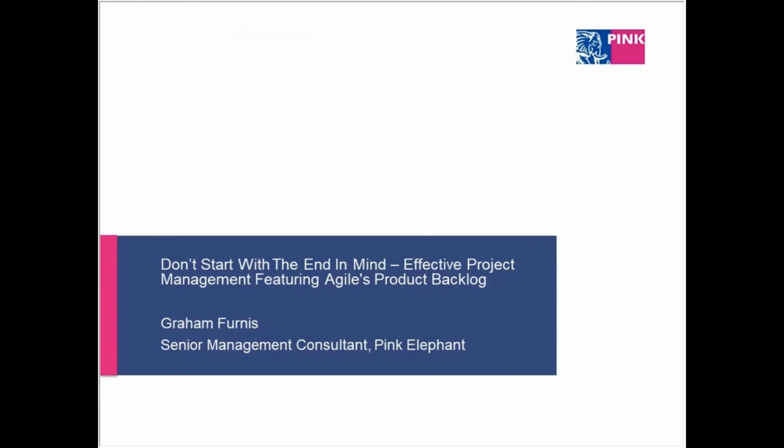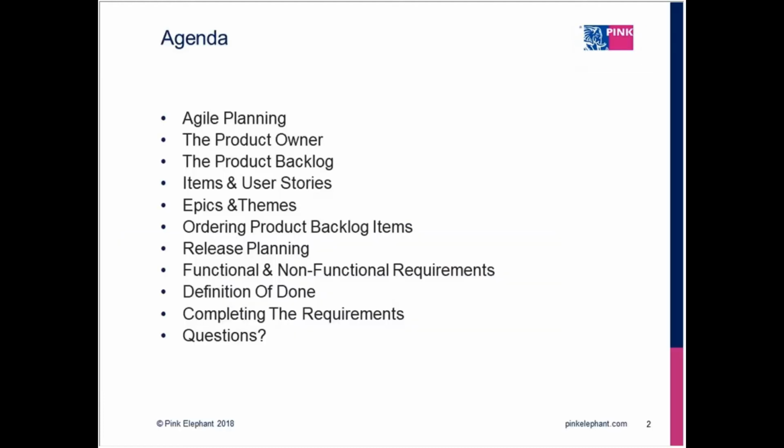So let's go into the agenda. The agenda looks like we're covering a ton of material, but these are basically just the slide titles. And we have to understand the product backlog is key to planning, so we'll go into the planning onion, and then we talk about the product owner and the product backlog and all of the elements within the product backlog.